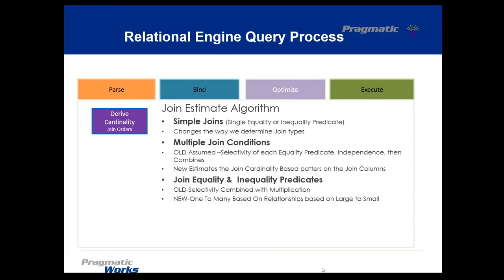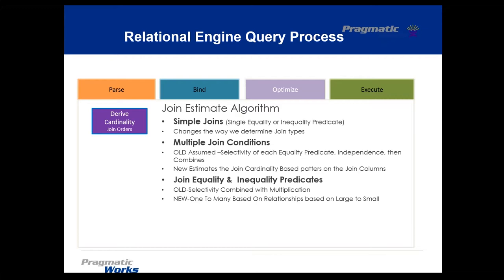There we go. All right, so now let's talk about the join estimation algorithm. So for this in particular, we've got a couple things that we need to look at: simple joins, multiple join conditions, join equality, and inequality predicates. So for multiple joins, this is one of the key areas where you're going to want to compare the old cardinality estimator with the new cardinality estimator.